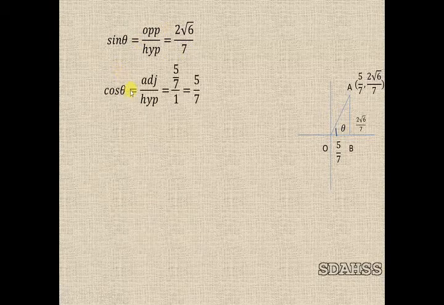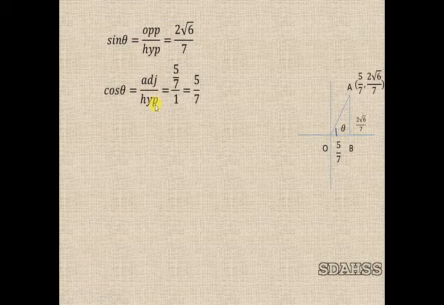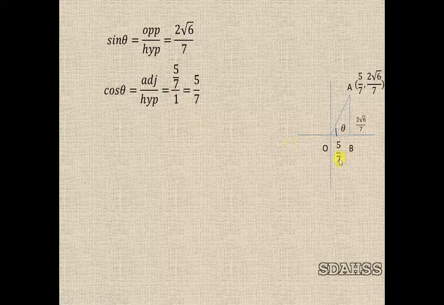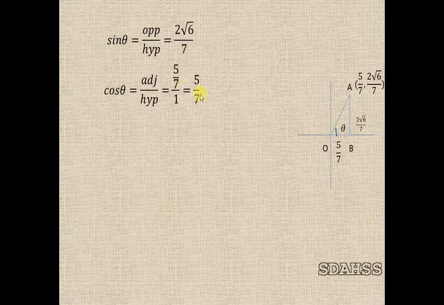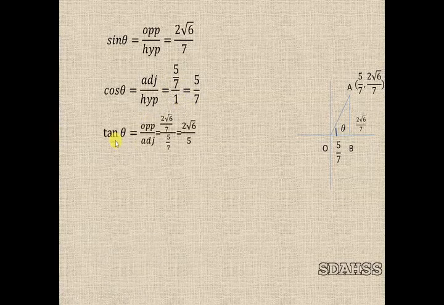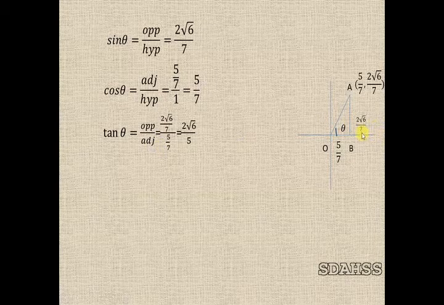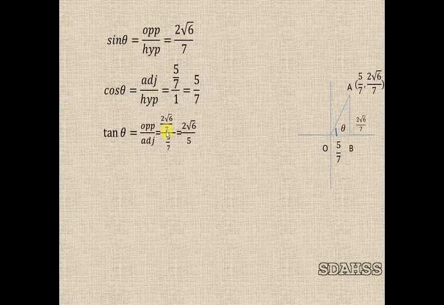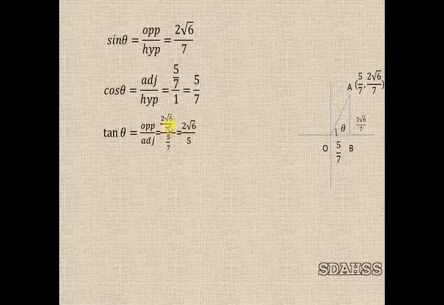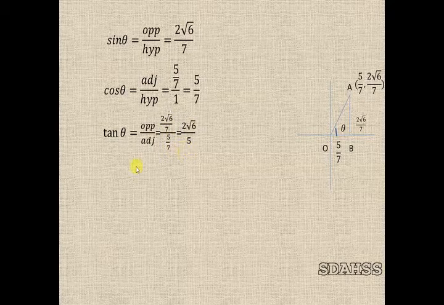Then cos theta is equal to adjacent by hypotenuse. Adjacent side is 5 by 7, by hypotenuse 1, so cos theta is 5 by 7. Then tan theta means opposite by adjacent, opposite 2 root 6 by 7, then adjacent 5 by 7. Cancel the numerator and denominator by 7, so you have 2 root 6 by 5.